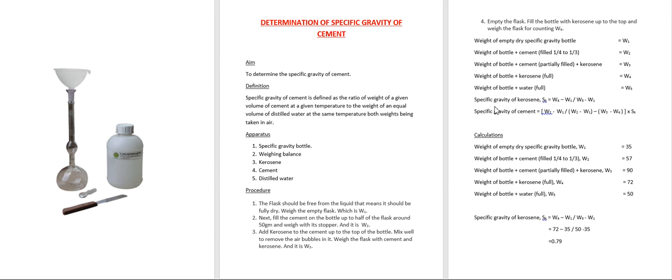Then after that, specific gravity of kerosene can be calculated with this formula: W4 minus W1 divided by W5 minus W1, and specific gravity of cement is W2 minus W1 divided by W2 minus W1 minus W3 minus W4, and the whole multiplied by the specific gravity of kerosene.